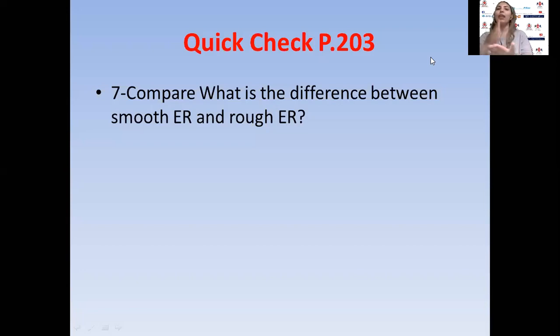So smooth endoplasmic reticulum. The smooth one makes lipids, yes, forms lipids, and is free of ribosomes. Yes. Thank you so much. So, Julie, could you repeat it again? Smooth makes lipids. Rough has ribosomes, and the ribosomes make protein. Well done. Thank you so much.